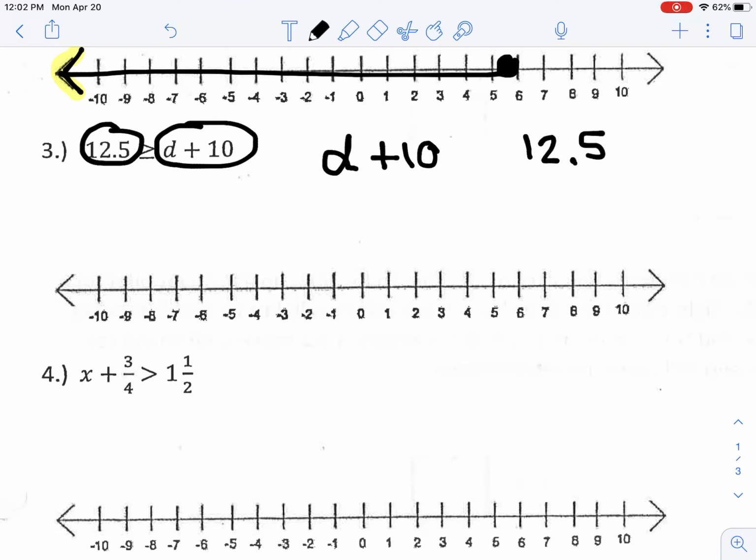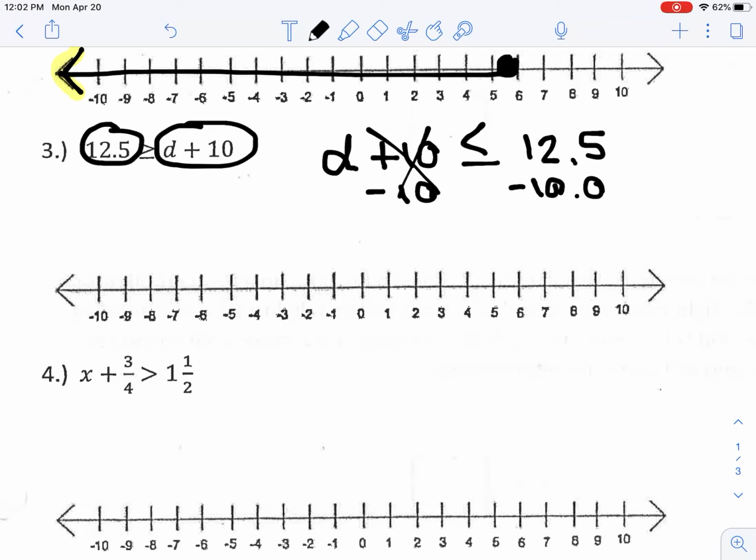But remember, we talked about last week, when you flip your inequality, you have to flip your sign. So instead of reading it 12.5 is greater than or equal to D plus 10, now it's going to be D plus 10 is less than or equal to 12.5. So that's asking what number plus 10 is less than or equal to 12.5. So just like with equations, we're going to do the inverse operation. We have to get that D all by itself on the left side of our inequality. So the opposite of plus 10 is minus 10, so we're going to subtract 10 from both sides of the inequality.